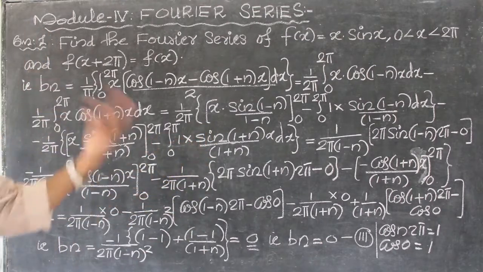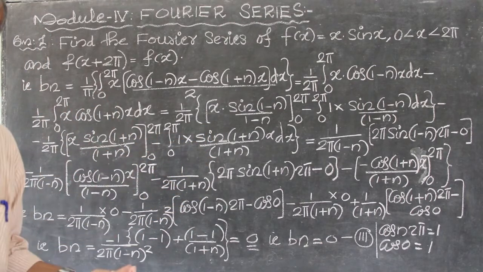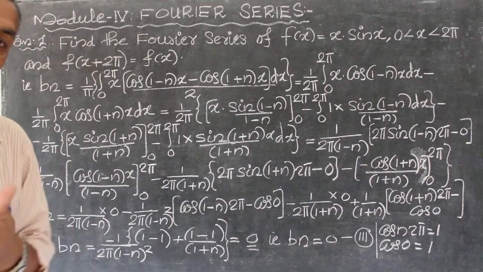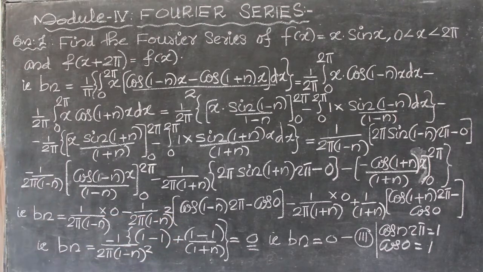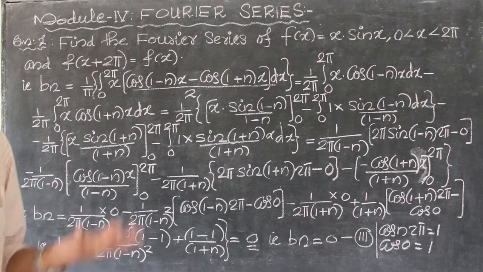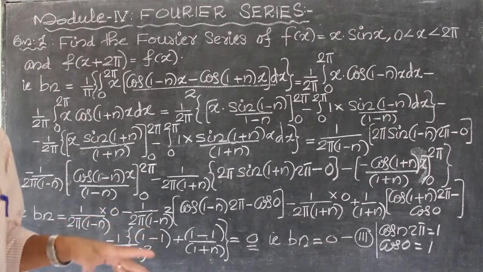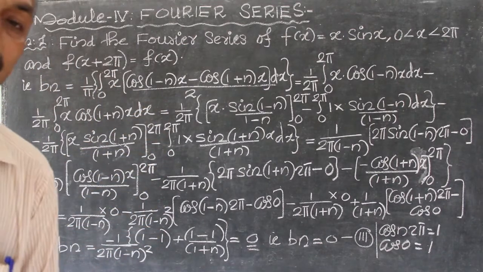We have got the value of an, and a0. We have the value of a0 is equal to minus 2. Then an is equal to minus 2 divided by (1 minus n) square. Then Bn is equal to 0. Then put these values of a0, an and Bn in the Fourier series expansion of the function. Save this and complete it in the notes.